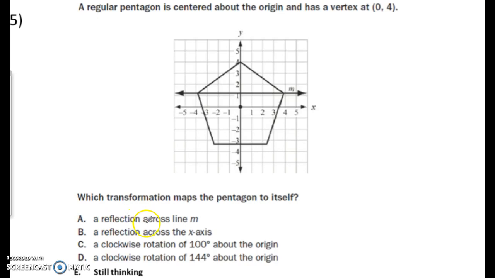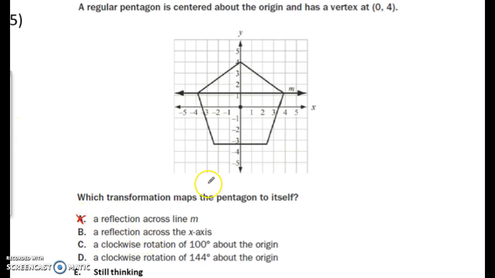So if we reflect across the line M, we would take this top triangle here and we would reflect it down here. That's kind of a rough sketch, but I hope you can see that all the sides are not going to line up. So that's not going to work. So I'm going to go ahead and cross that one out.